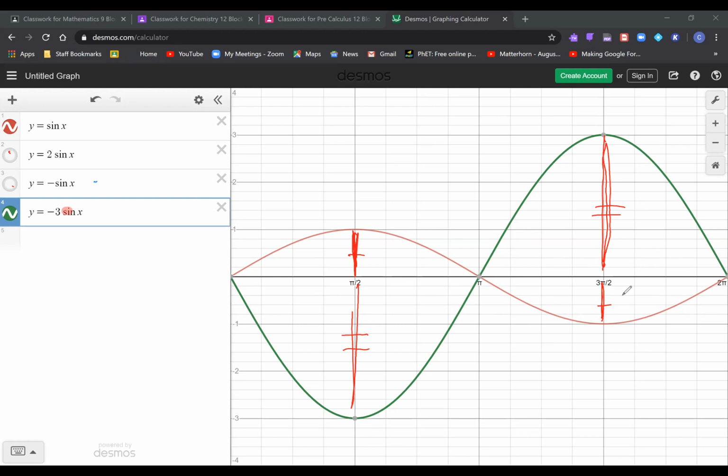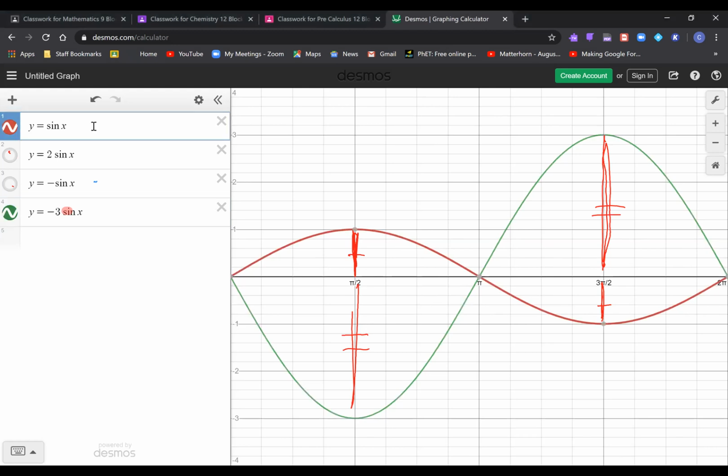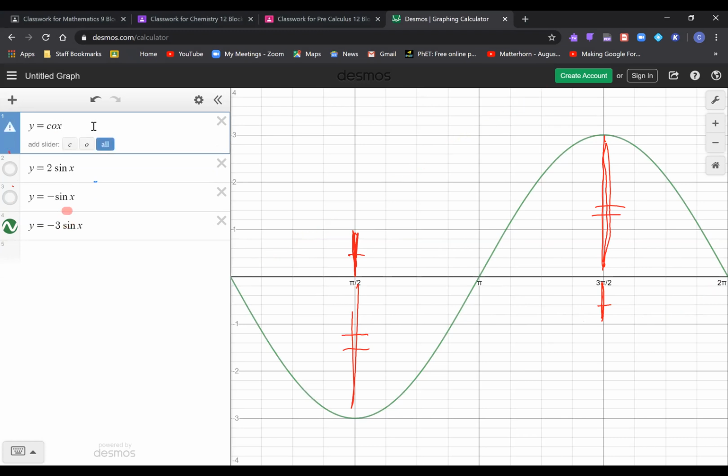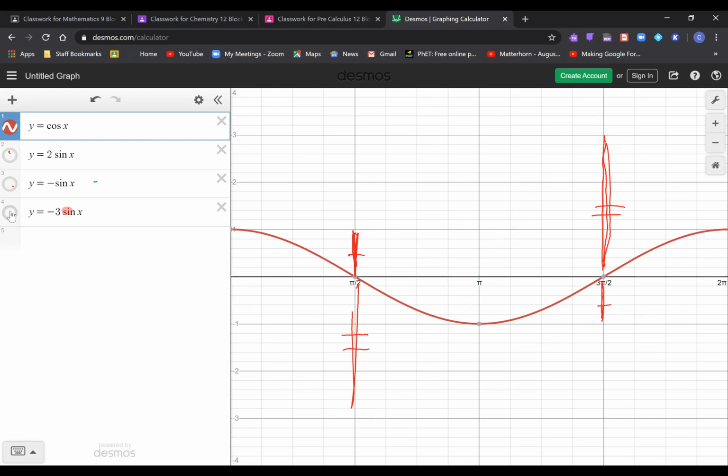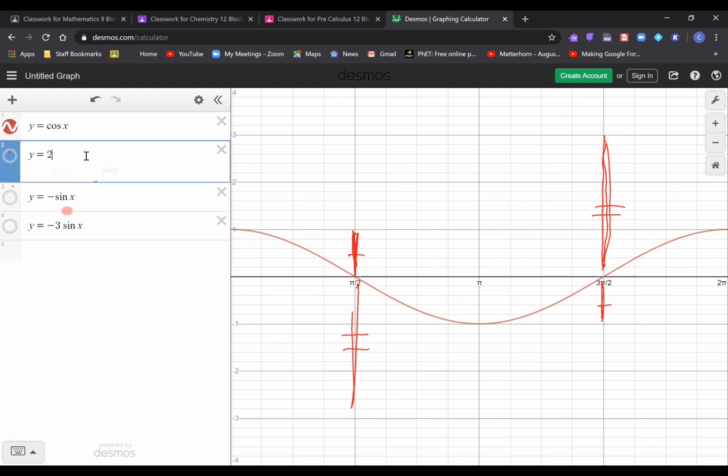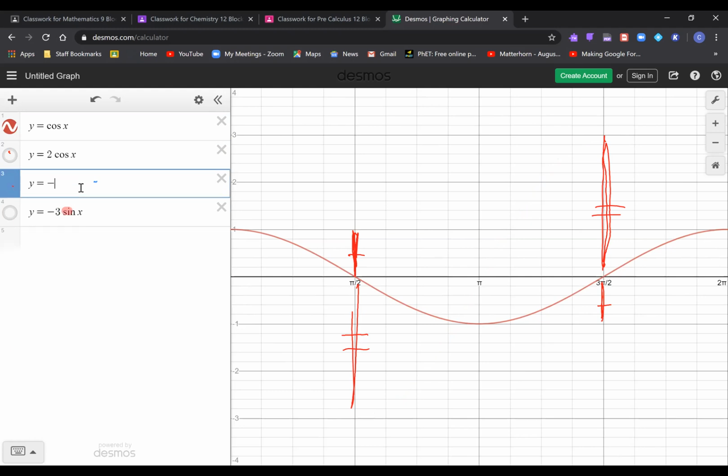So let's switch our equations now. Let's go to cosine. I'm going to stay on this screen here, but maybe you could write this in your notes. Let's write y equals cos of x. We get that graph there. I'm going to turn that off, and I'm going to graph, let's just type 2 cos of x, and down here we'll do negative 5 cos of x.